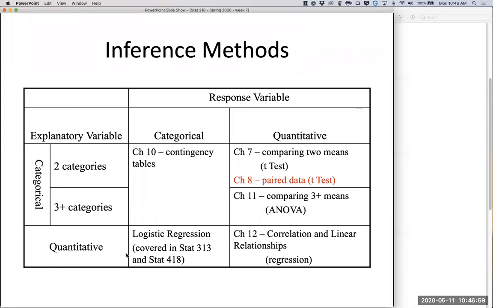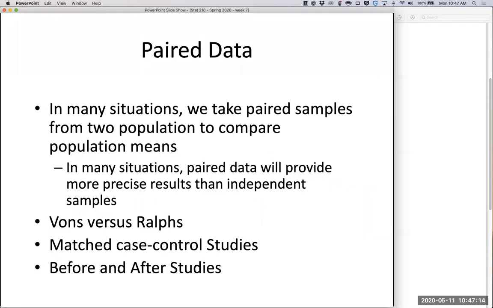And we're not really covering logistic regression, but to put things in perspective, chapters 7, 8, 9, 10, 11, and 12 is where we're going to finish up. So today, we've got data that comes in natural pairs, paired data analyses, if you will. In many situations, you take paired data from two populations and compare the population means.